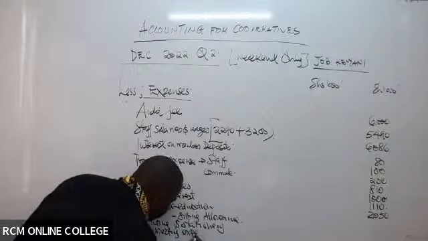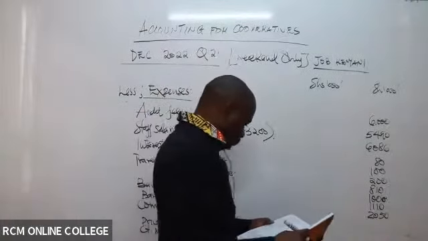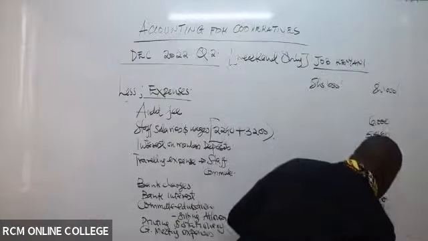So all these ones basically are on the debit side. General meeting expenses, that is how much? 500. So you can be able to see it. 500.